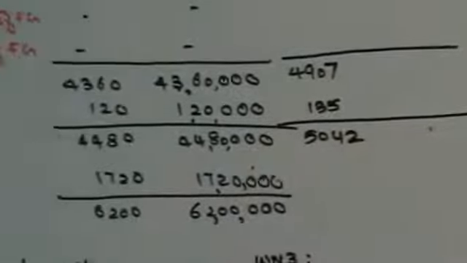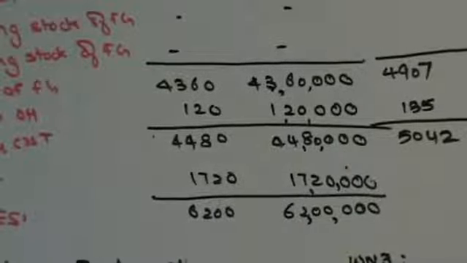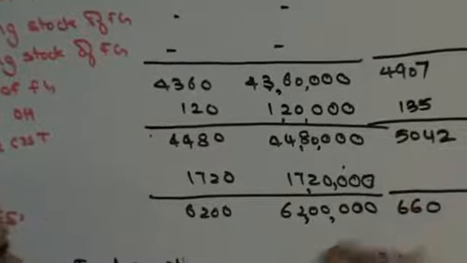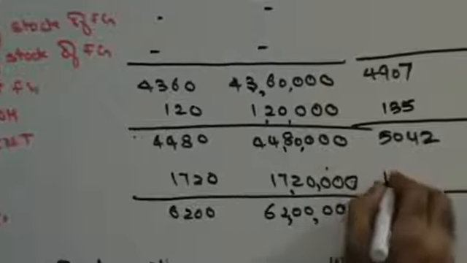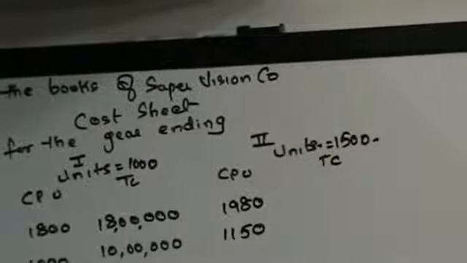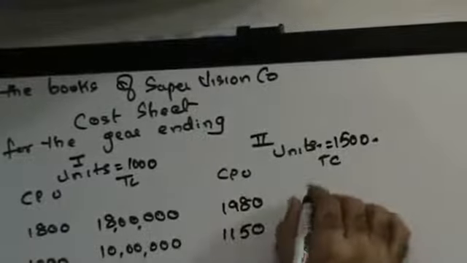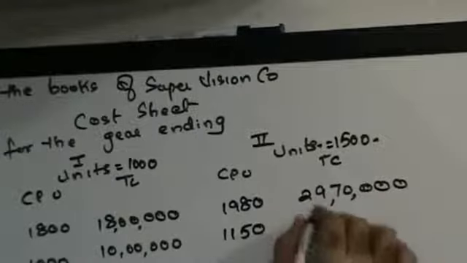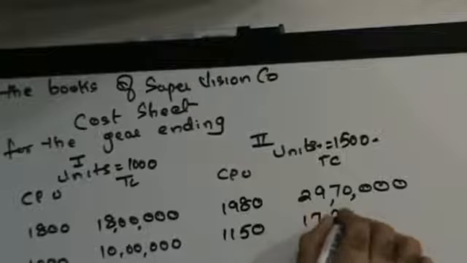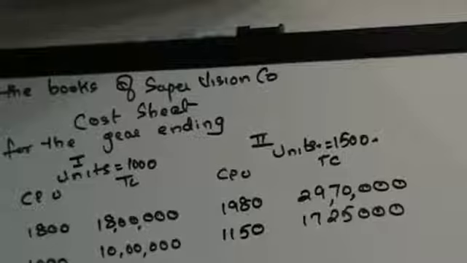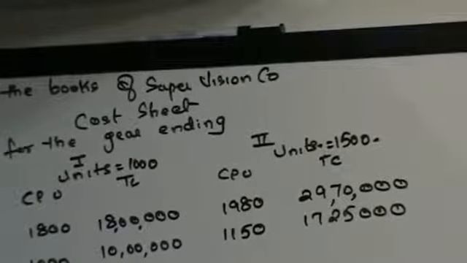5042. Right? Now, 1500 TV sets are produced and sold for 6600. The selling price per unit is given to you as 6600. 1558. Now they are saying that 1500 TV sets are produced. So units are 1500. So 1980 into 1500 is 29,70,000. Then 1150 into 1500 is 17,25,000. So this will come to 46,95,000.